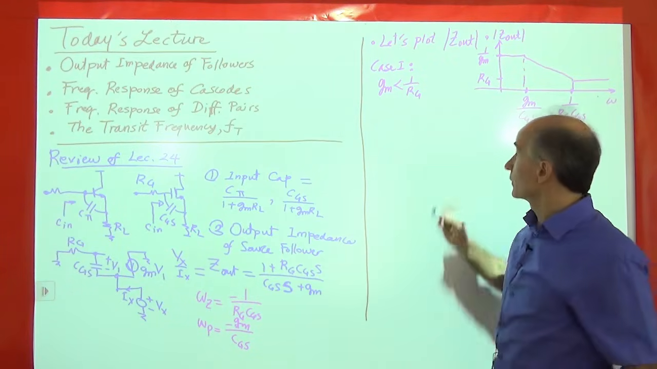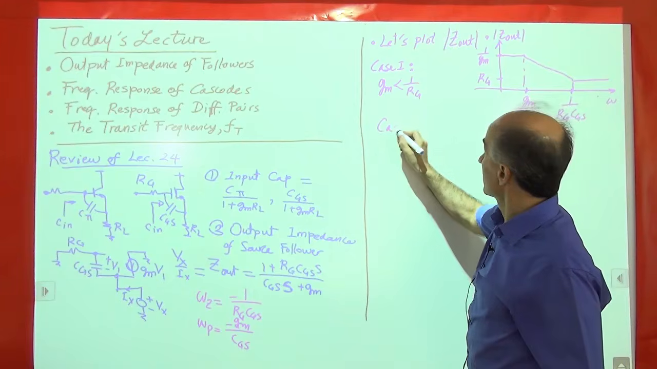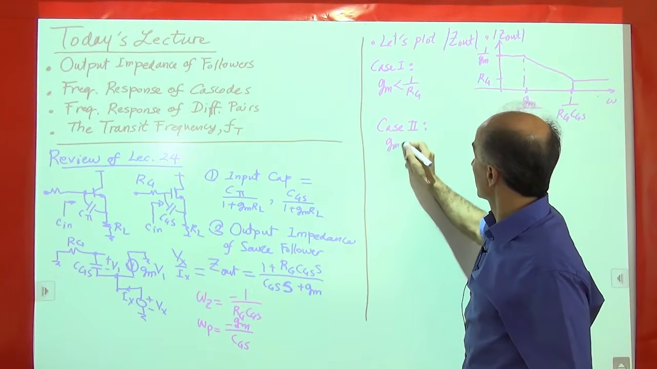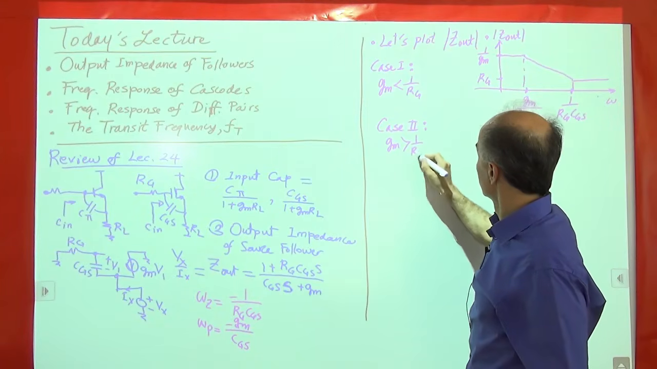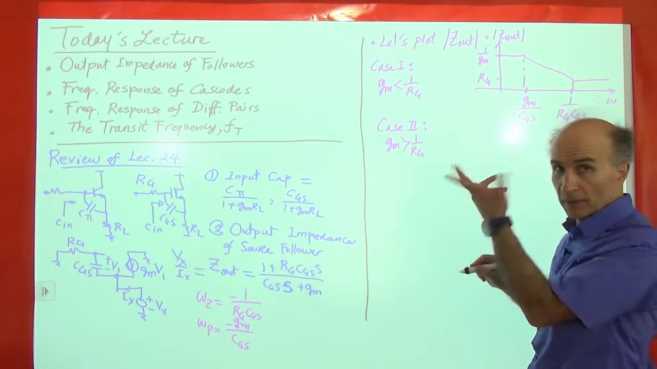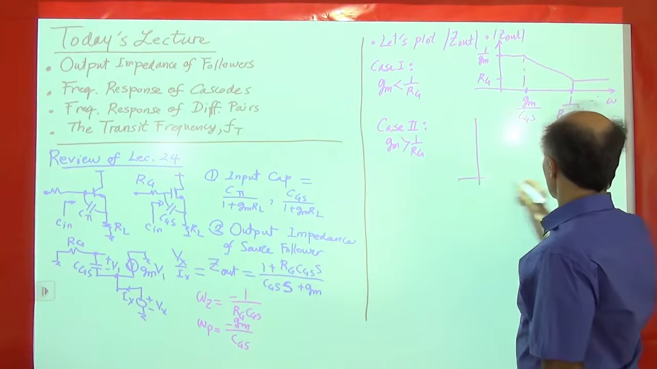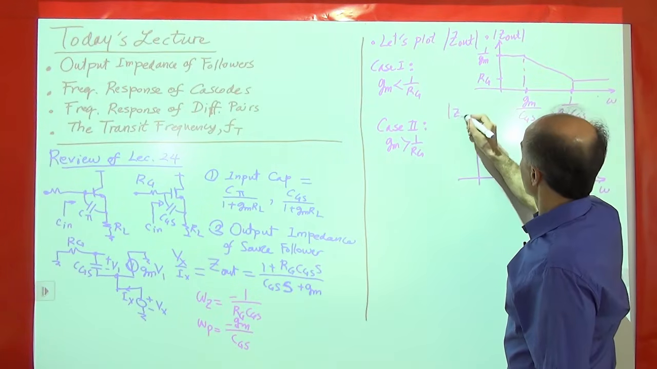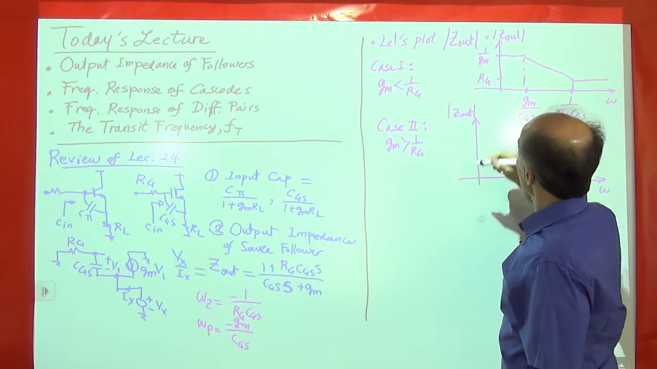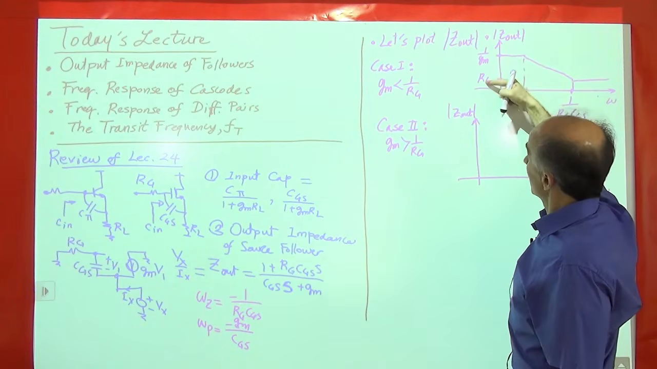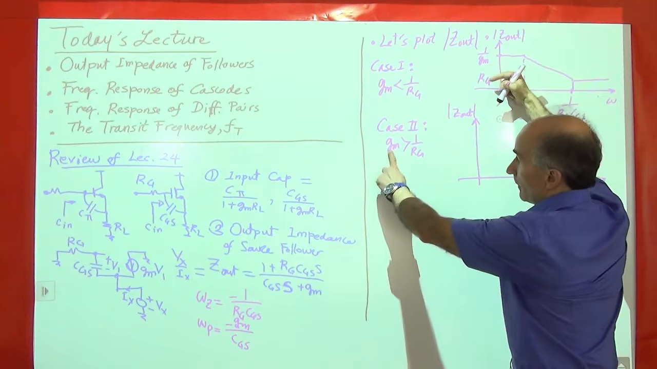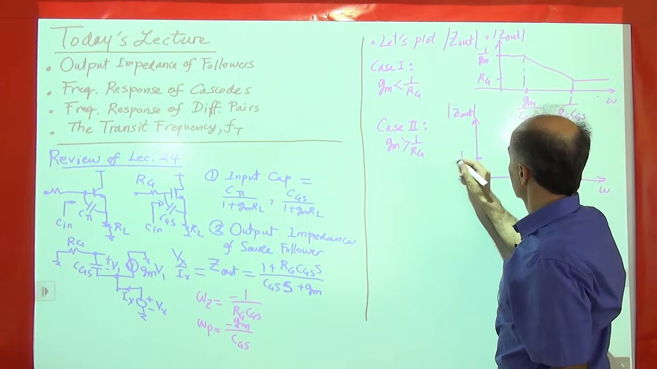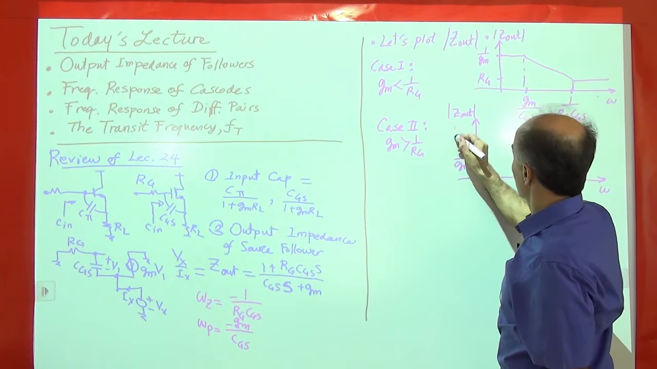Let's consider case number 2. Case number 2, the other way around. So Gm is greater than 1 over Rg. Okay, so everything gets swapped. Here we go. We have omega, magnitude of Z out. So we still have 1 over Gm and Rg, except that 1 over Gm is now less than Rg. So 1 over Gm is here. Rg is here.